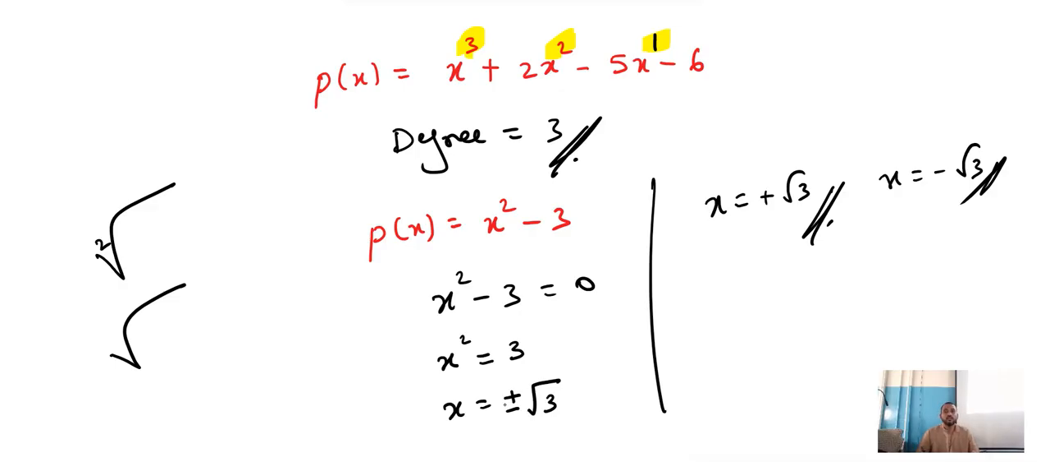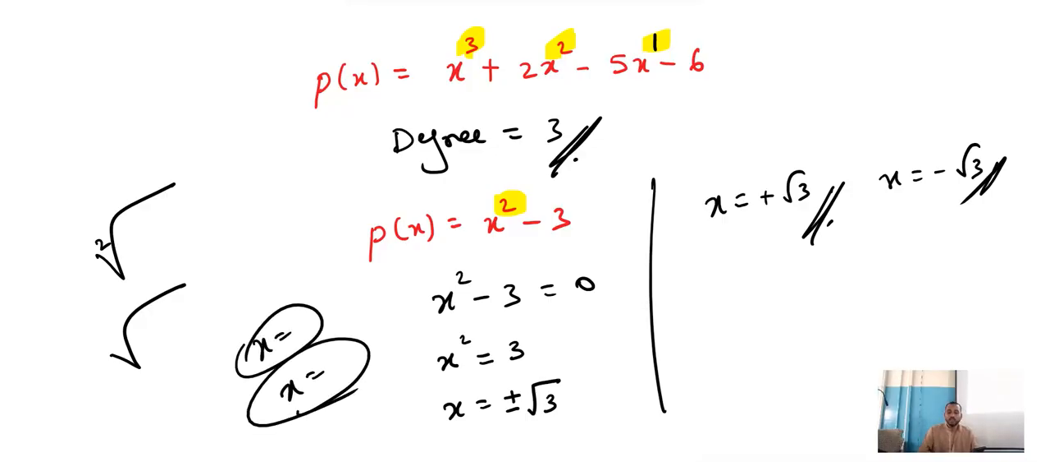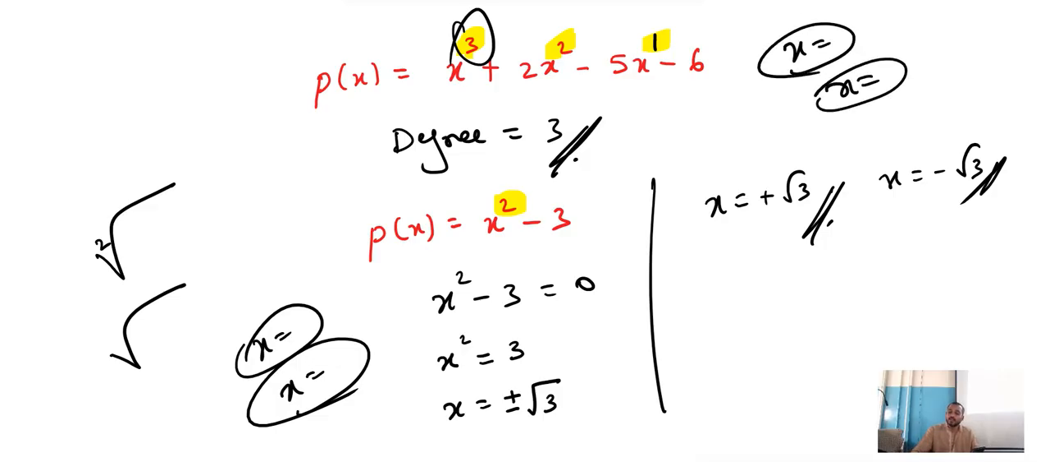Okay? See children, one more hint. Here what is the highest power? 2. If the highest power is 2, we get two answers. Here the highest power is 3, so we get 3 answers. See, the highest power indicates the number of zeros. Sometimes they may ask how many zeros are there. They are not asking to find the zero.